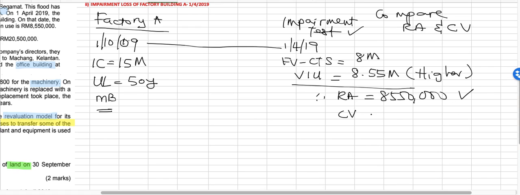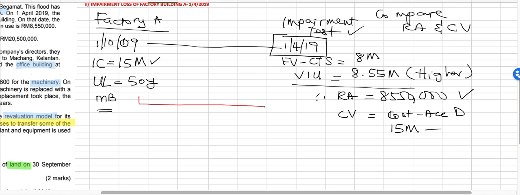What is the carrying value of the asset on this date? What is the carrying value of factory A on 1st April? So to identify carrying value, it is cost minus accumulated depreciation. So cost is 15 million, that is the cost of the asset, less accumulated depreciation. You have to find the accumulated depreciation from the beginning when you purchase factory A up to this date when you do the test.